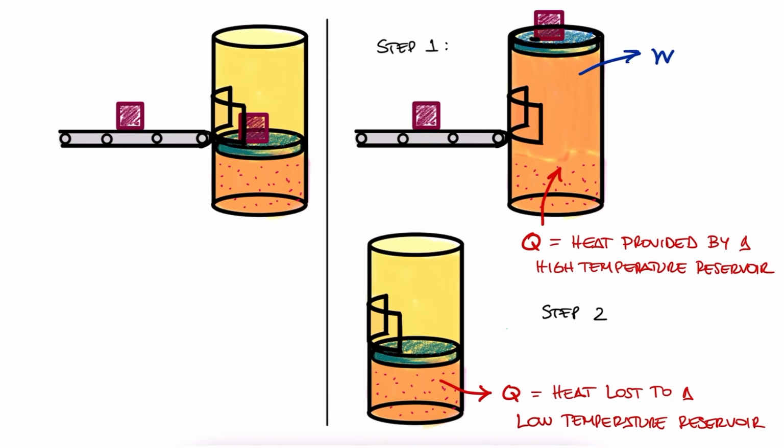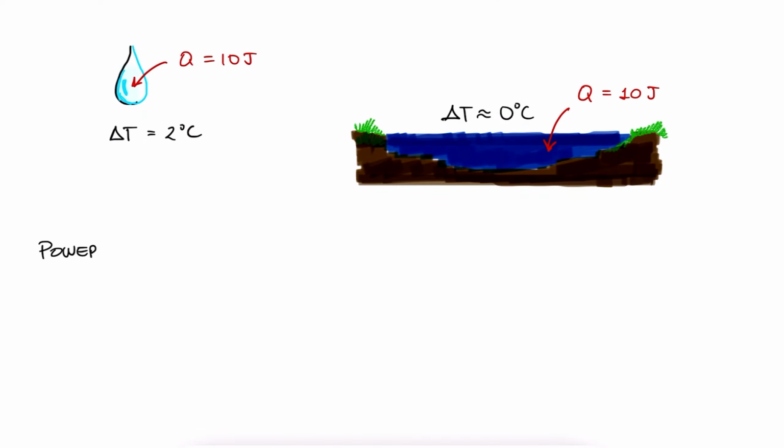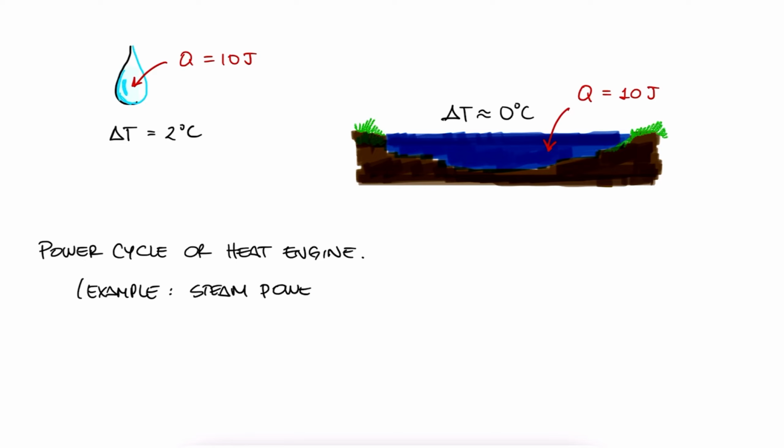A system like this, where we add heat from a high-temp reservoir, extract some energy from it in the form of work, and then bring it back to its original state by rejecting the remaining heat using a low-temp reservoir, and repeat this over and over, is what we call a power cycle or a heat engine. The most common example of a heat engine is a steam power plant, which operates on a Rankine cycle. We'll learn more about this soon.